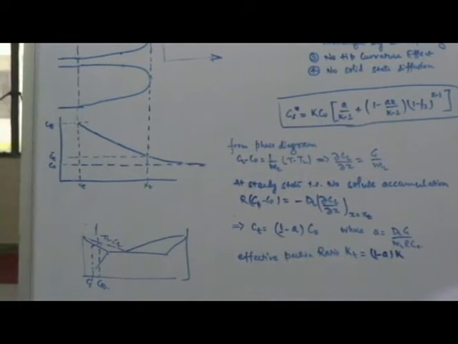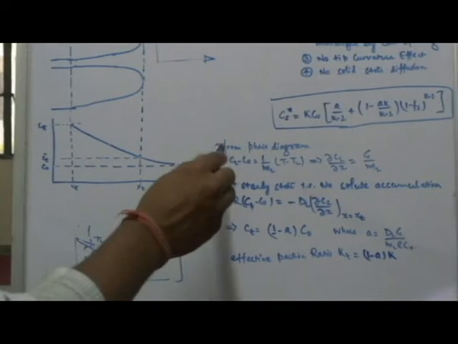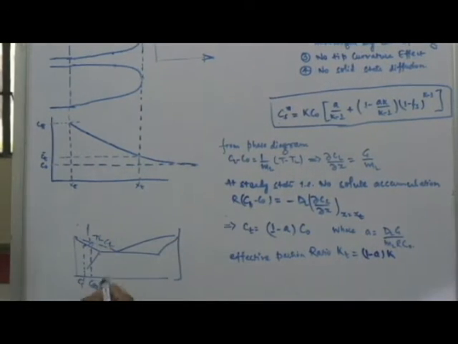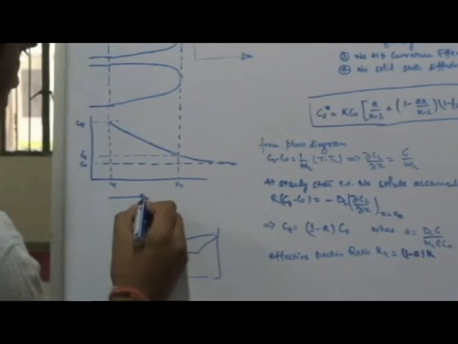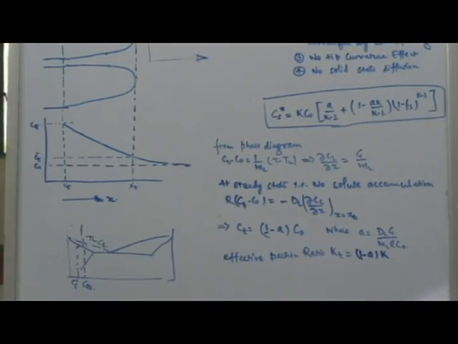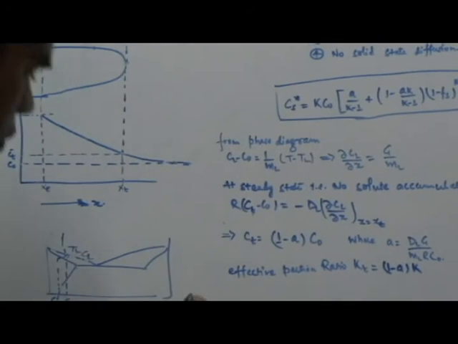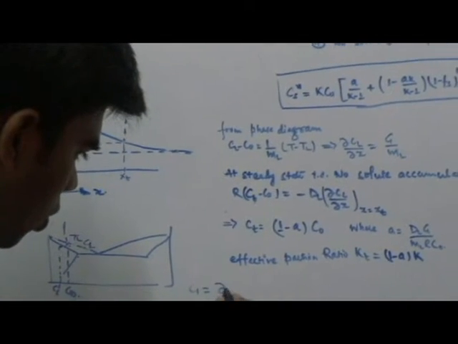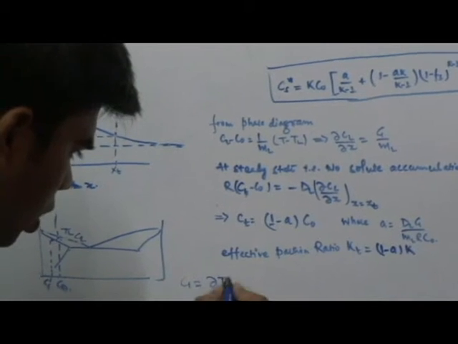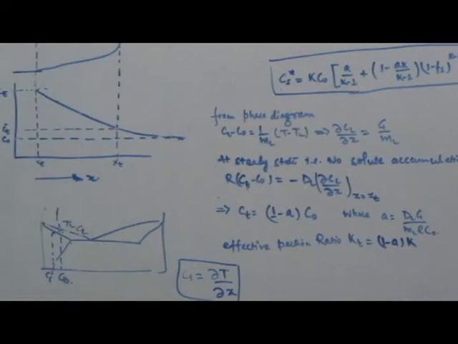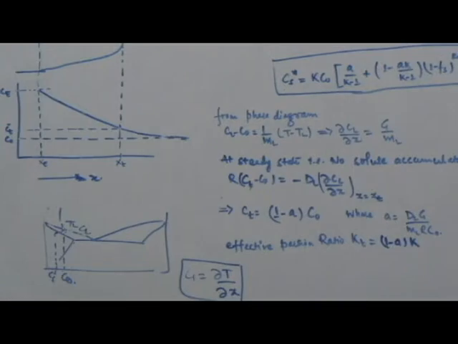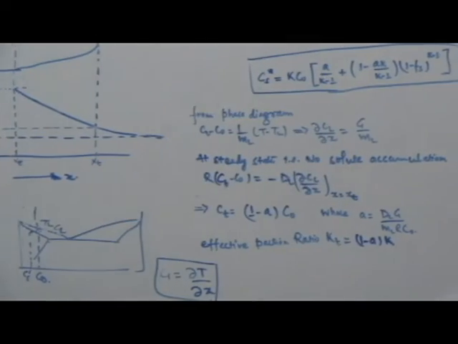This is a trivial one. When we differentiate this equation with respect to the distance x, we obtain this relation: del Cl by del x is equal to G by ml, where G is the thermal gradient which is applied externally, which is basically del T by del x. So we obtain this relation that del Cl by del x is equal to G by ml.